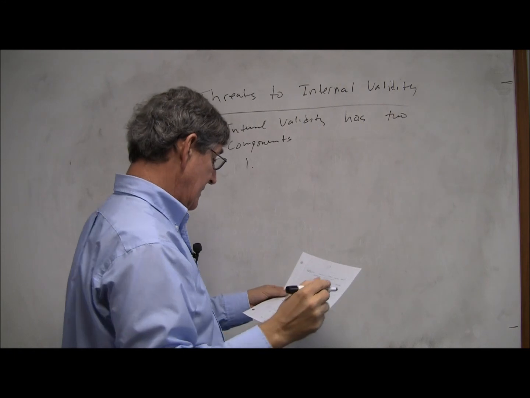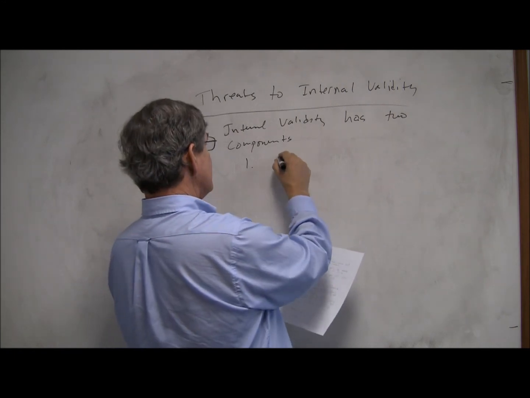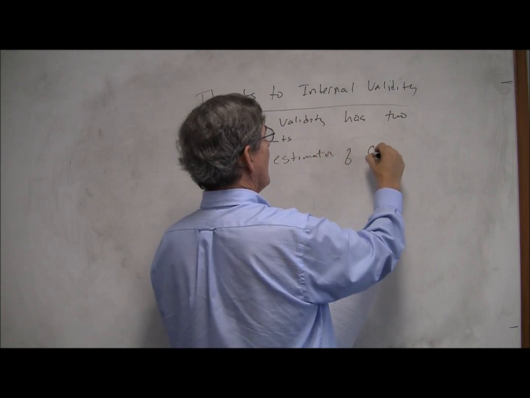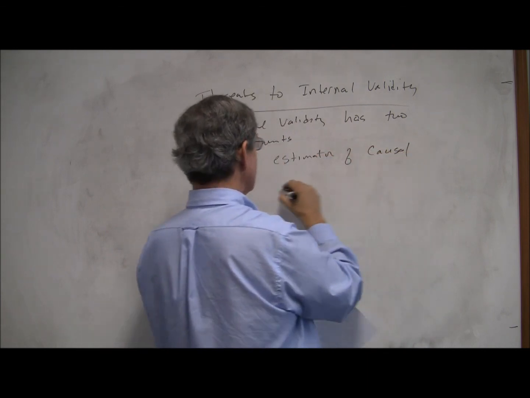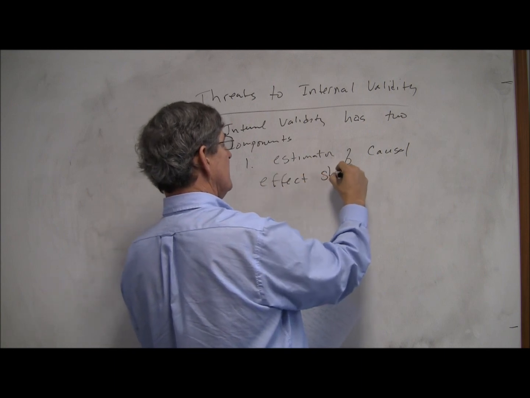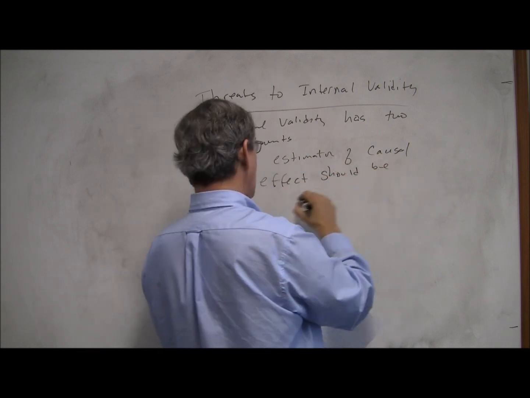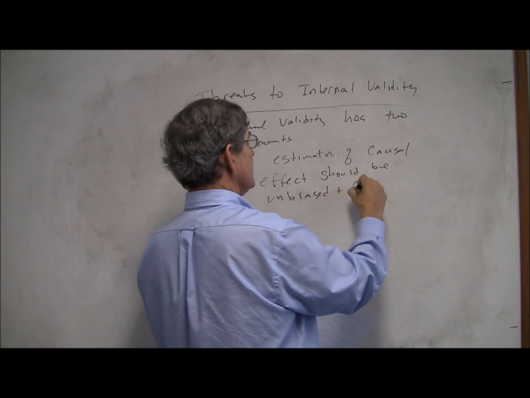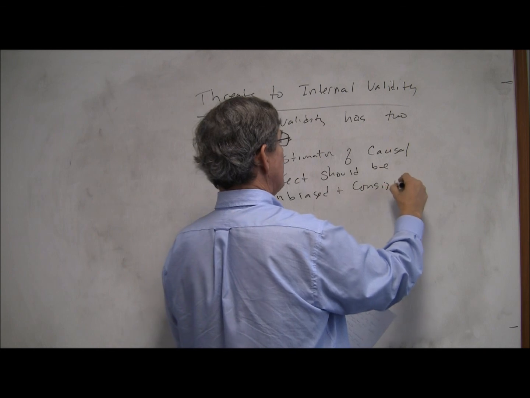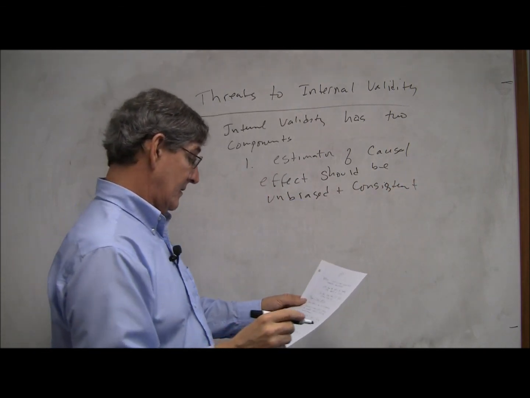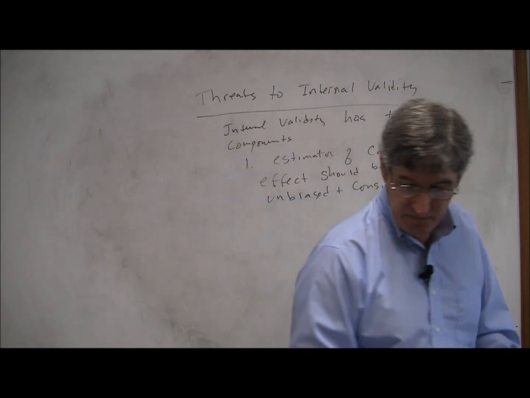One, the estimator of the causal effect that we're interested in should be unbiased and consistent. So these are the betas. That's the estimate of the causal effect. Otherwise, you're going to get invalid answers.